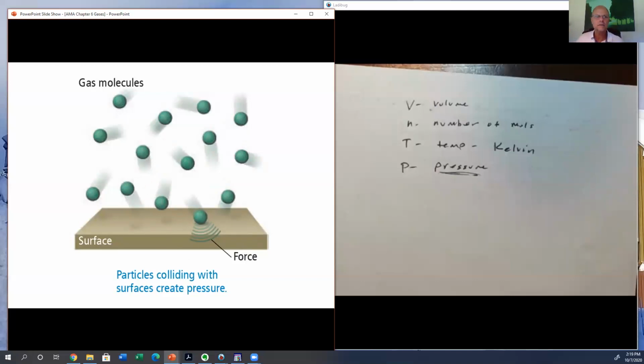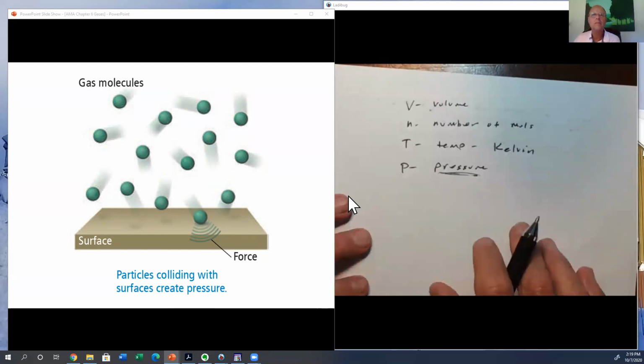hitting surfaces. And because of that, excuse me for 1 second, let me just do that. They're hitting the surfaces around them. And the sum of all those collisions is called pressure, all right? And so the air around us is exerting pressure on everything all the time, all right?